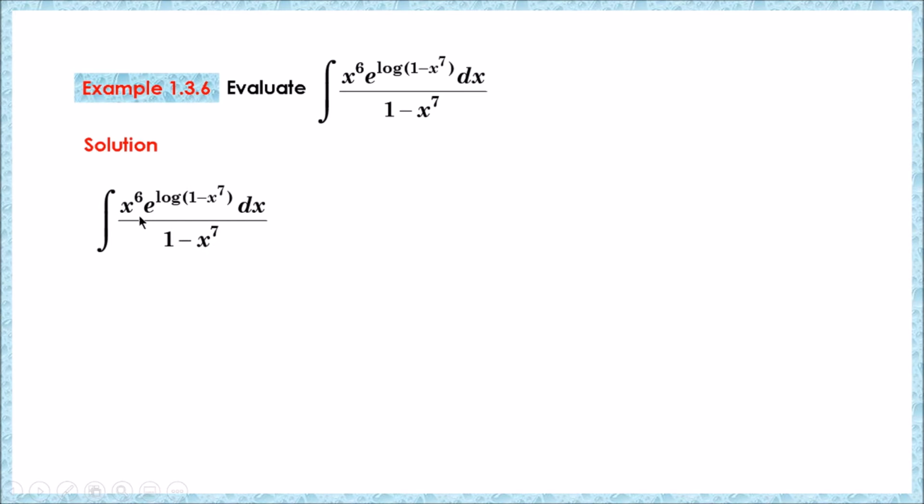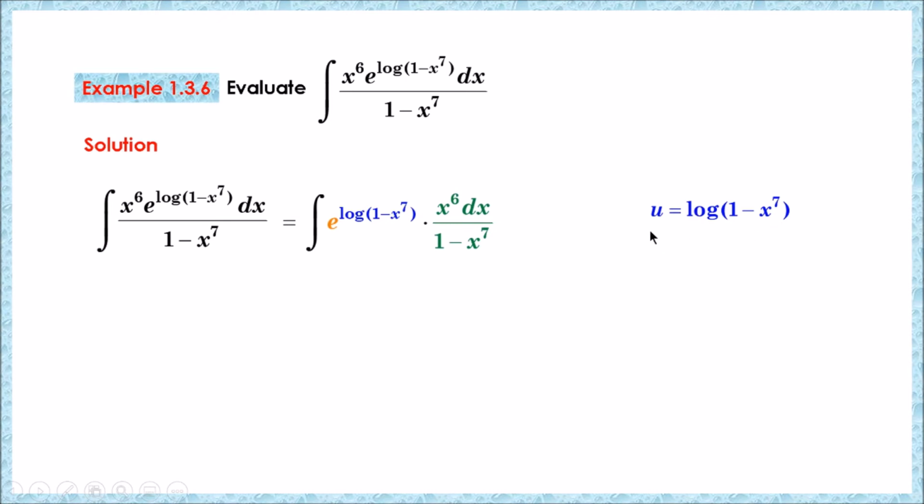Example 1.3.6. Evaluate the integral of x^6 e^(log(1 - x^7)) dx over 1 - x^7. Solution. First, let us express the given integral in the form of the integral of e^u du, getting e^(log(1 - x^7)) times x^6 dx over 1 - x^7. In this integral, u here is log(1 - x^7).